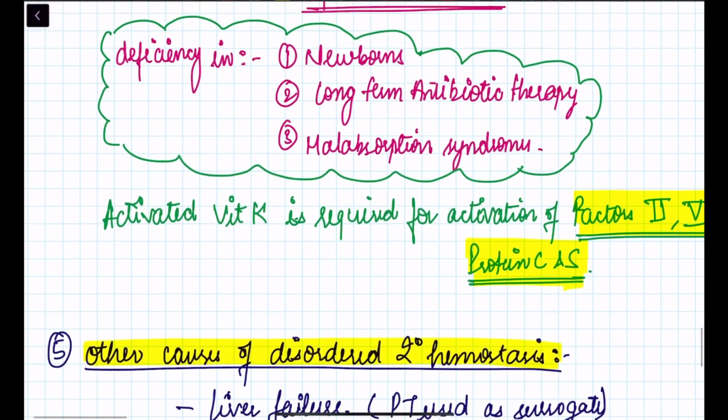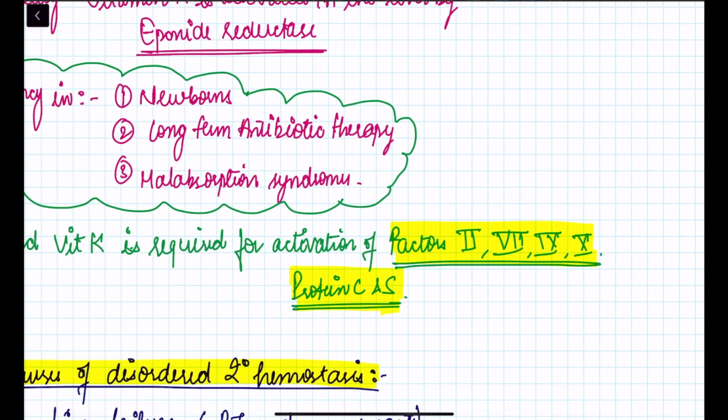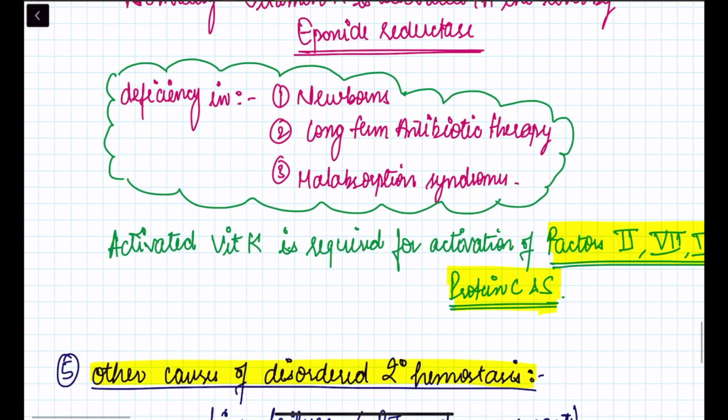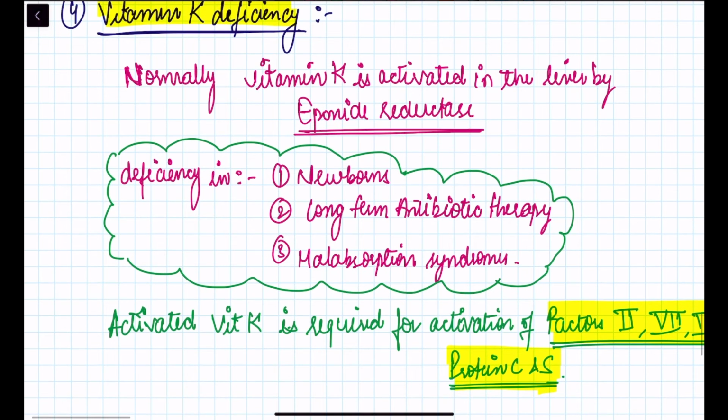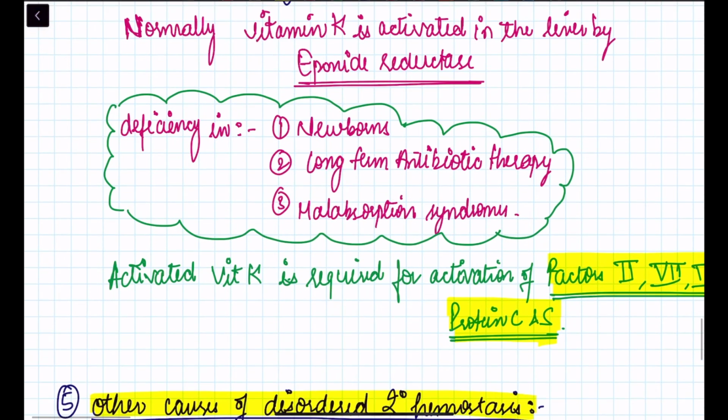So activated vitamin K is required for activation of factors 2, 7, 9, 10 and protein C and S. The factors 2, 7, 9, 10 are procoagulant, which means they will increase the coagulation, and protein C and S are anticoagulants, so they'll shut down coagulation. But the important thing is vitamin K is required for activation of factors 2, 7, 9, 10, and it has to be activated by vitamin K epoxide reductase. And if there is a liver disease where the epoxide reductase is not functioning, or vitamin K is deficient, both will have the same disorder.